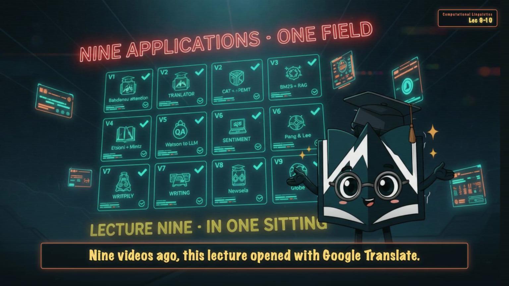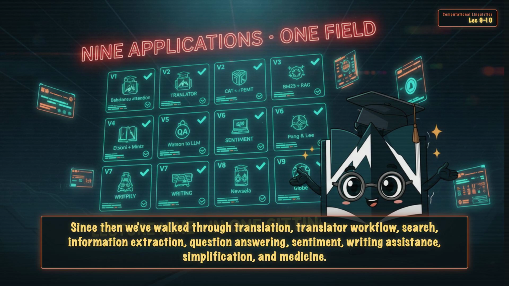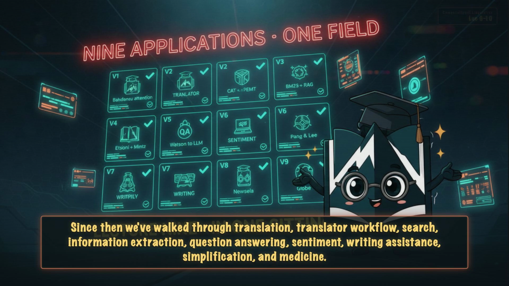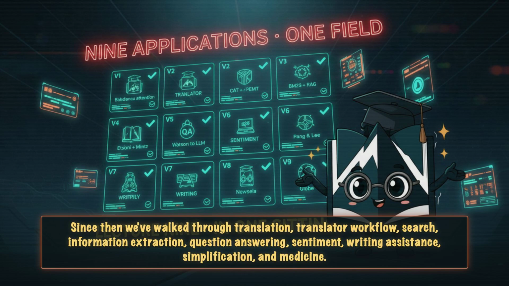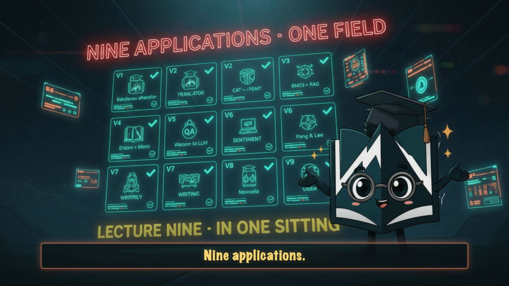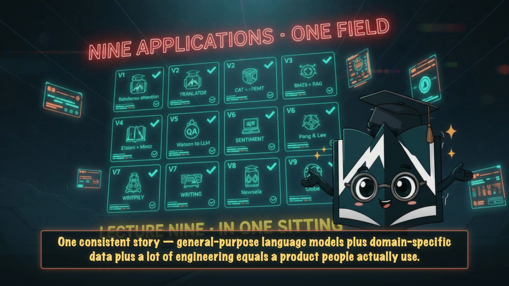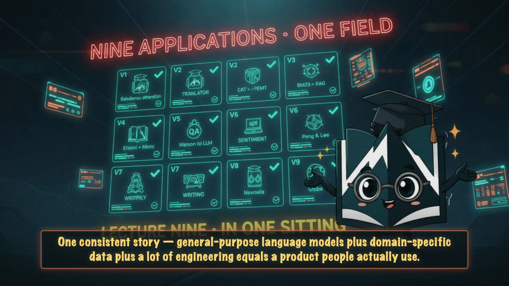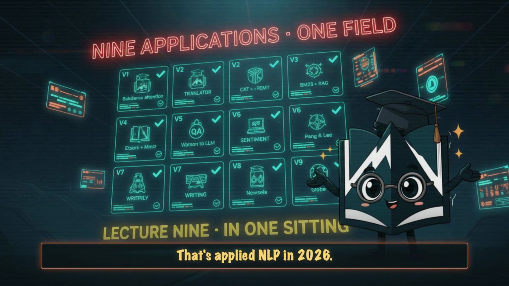9 videos ago, this lecture opened with Google Translate. Since then, we've walked through translation, translator workflow, search, information extraction, question answering, sentiment, writing assistance, simplification, and medicine. 9 applications, 9 subfields, 1 consistent story. General purpose language models plus domain-specific data plus a lot of engineering equals a product people actually use. That's applied NLP in 2026.